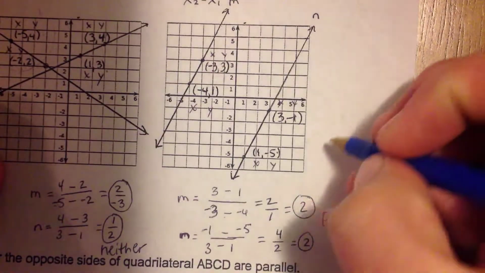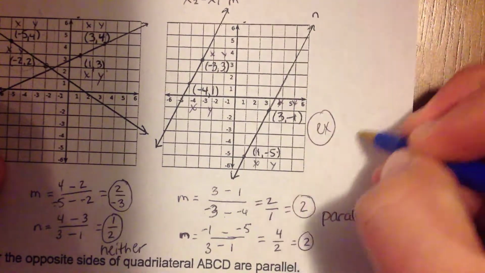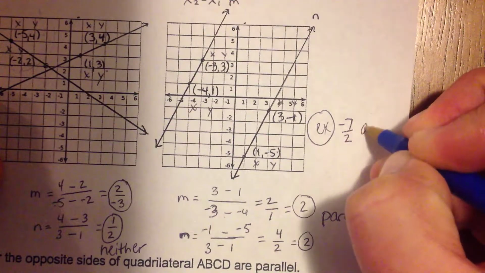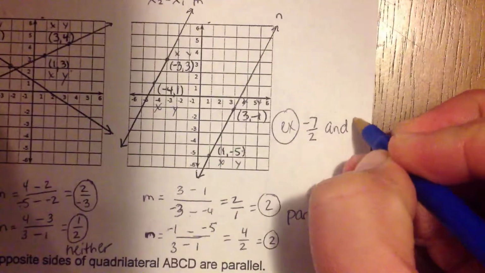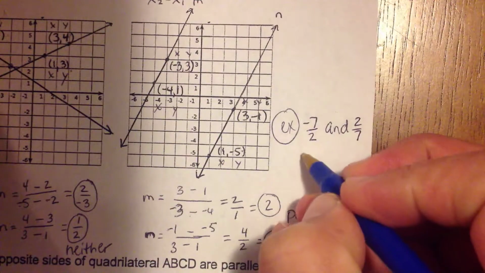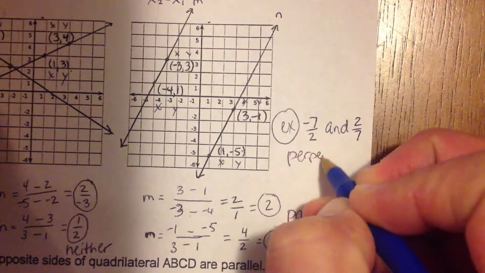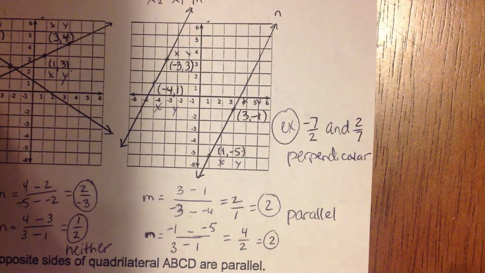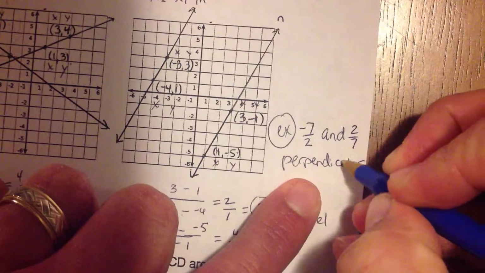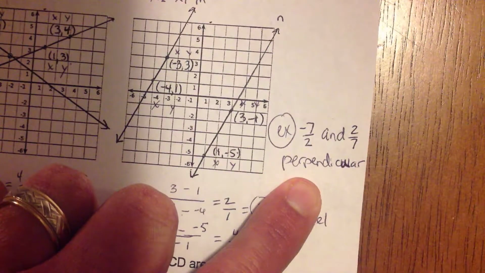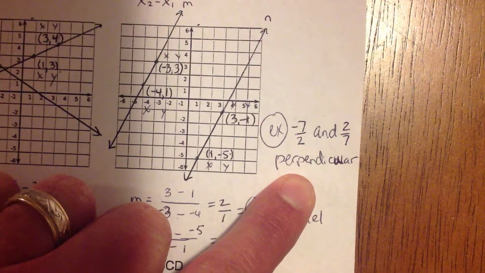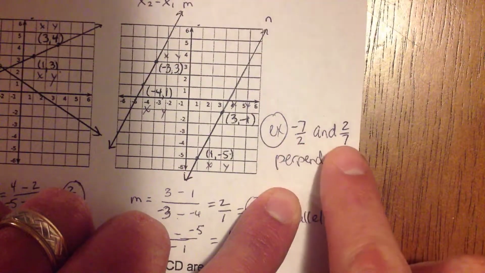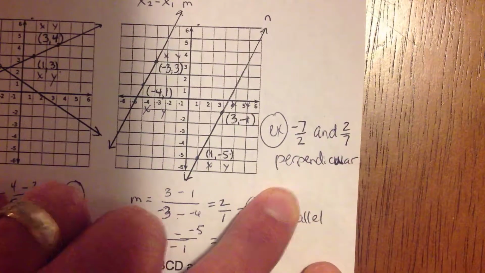Now, if you had an example of, let's say, negative 7 over 2 and positive 2 over 7, those would be perpendicular. P-E-R-P-E-N-D-I-C-U-L-A-R. Alright, so there's no examples of perpendicular here. But if we have a negative 7 over 2, positive 2 over 7, again, these are opposite signs, and the fractions are flipped. That would be perpendicular.